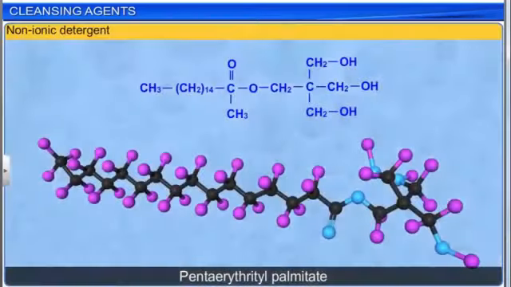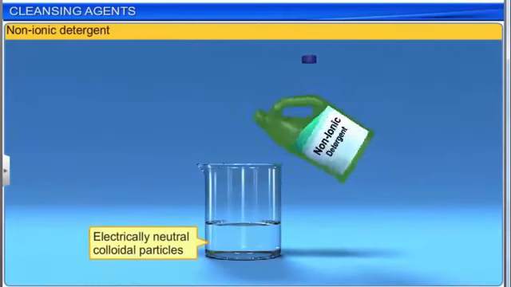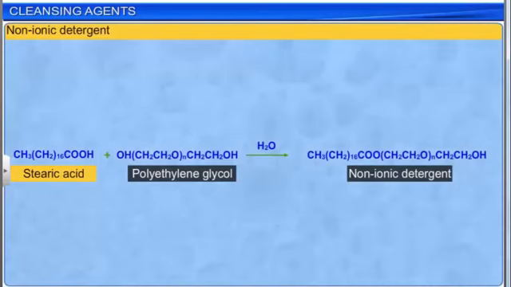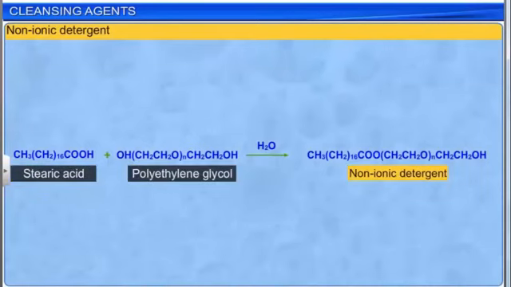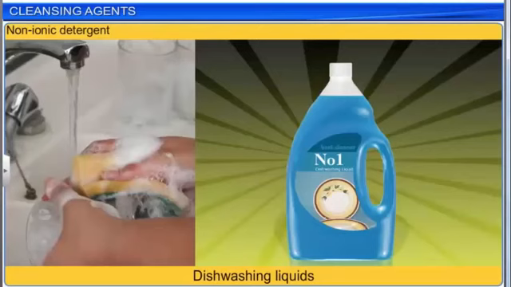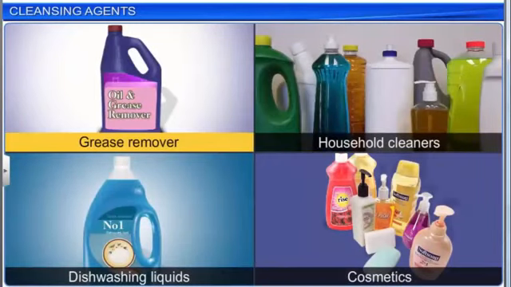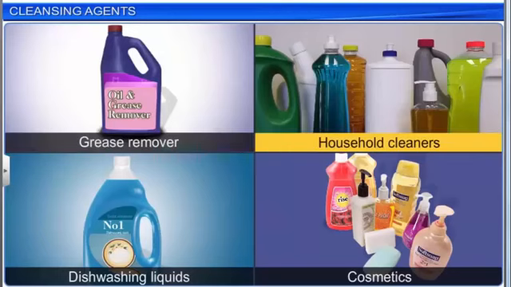Non-ionic detergents do not have any ions. Therefore, they are resistant to water hardness deactivation. They produce electrically neutral colloidal particles in solution. The reaction between stearic acid and polyethylene glycol to yield a non-ionic detergent can be seen in the equation here. The liquid dishwashing detergents that we use are of the non-ionic type. Their mechanism of action is the same as that of soaps. Non-ionic detergents are excellent grease removers that are used in laundry products, household cleaners, dishwashing liquids, and even cosmetics.